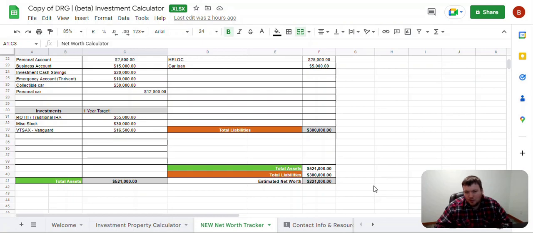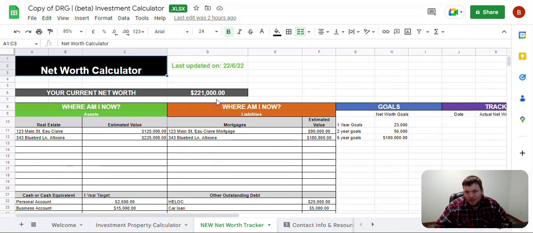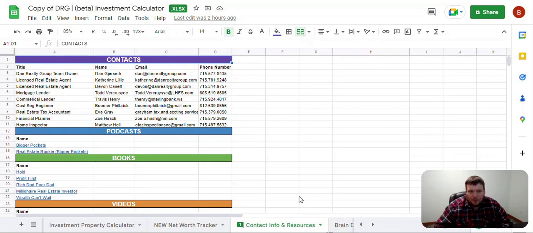You put in all this work and you're like, is it paying off yet? And then you see that number growing, which you don't get any of that now, but some delayed gratification there. So that's the net worth tracker, and then he has this contact info and resource page, and this is just all of their info.